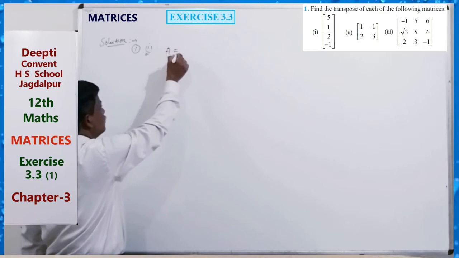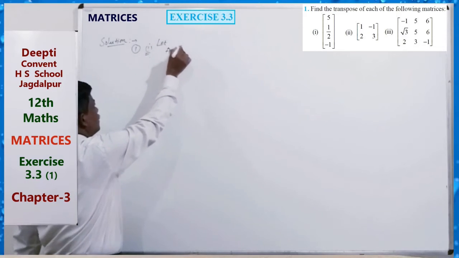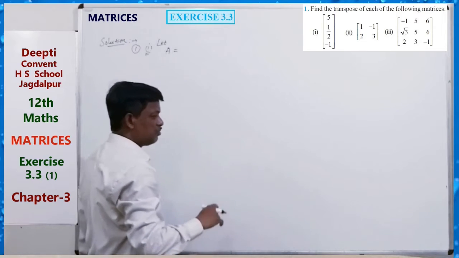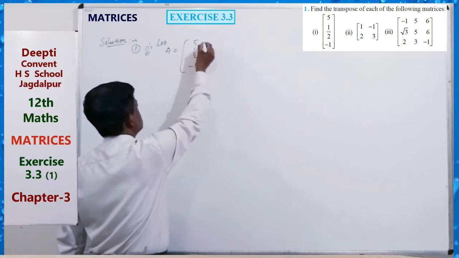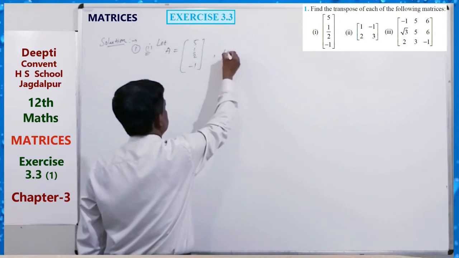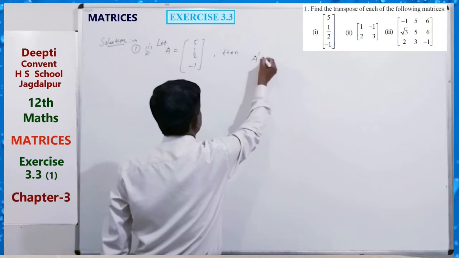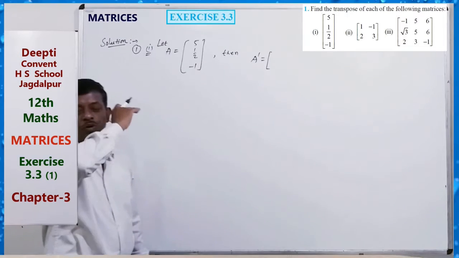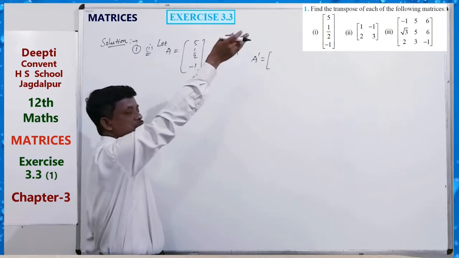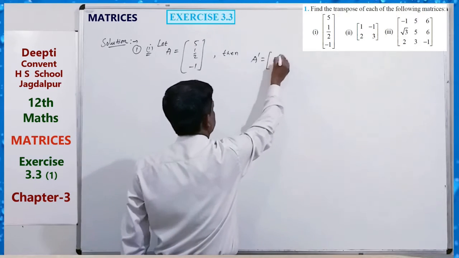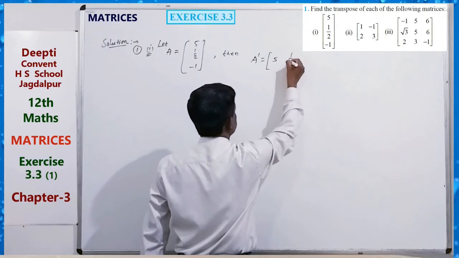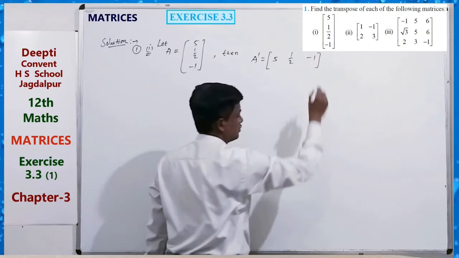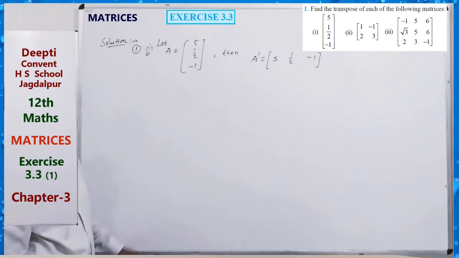Let A equal to, the given matrix is what? 5, 1 by 2, minus 1. This is a 3 by 1 matrix. Then A dash equals to what? The row contains one element, 5, so make it a column. First column. Second element, half. So make it a column, like this. Clear? This is a column matrix, its transpose is a row matrix.